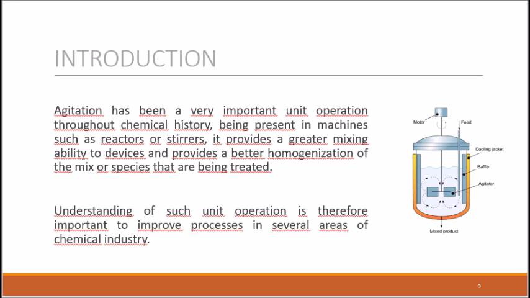Why do we do this? Agitation has been a very important unit operation throughout chemical history, being present in devices such as continuous stirred reactors or mixers, providing a greater grade of homogenization for the species that are being treated. That's why understanding such unit operation is important to improve the processes of chemical industry.